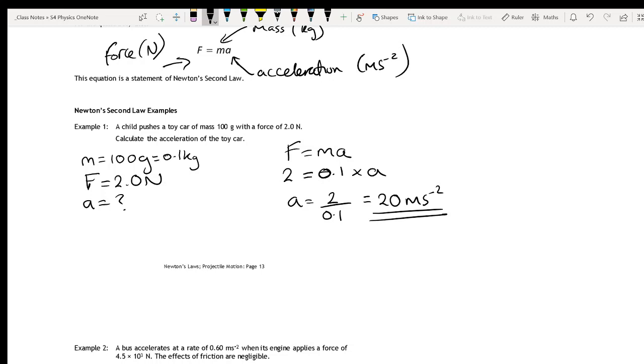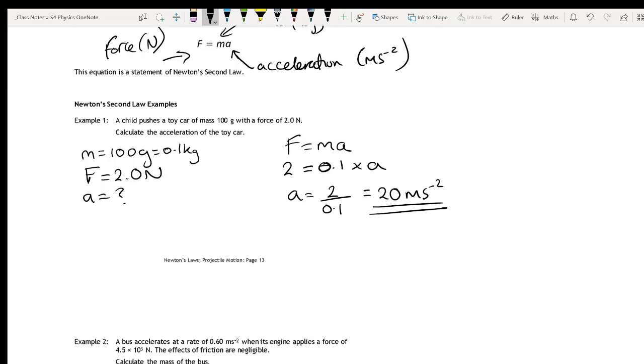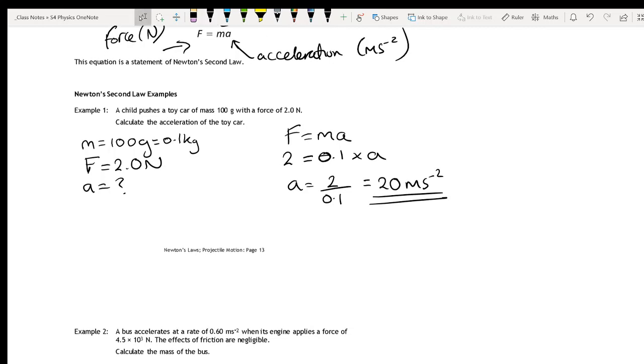That one was quite a nice one. Got some more to go. In fact, you guys have a go at example 2. You have a go and I will go through it once you've had a go. So write down what you know, write down the equation, put the numbers into the equation.